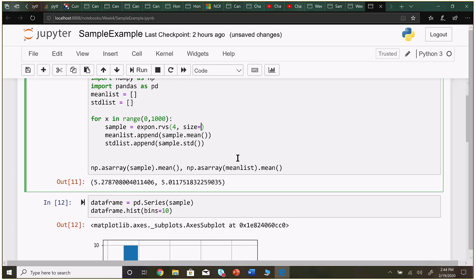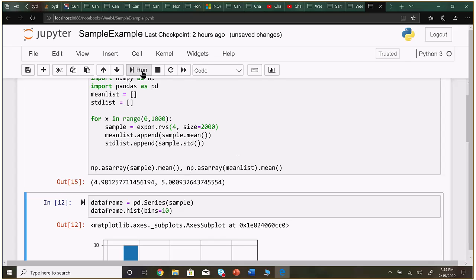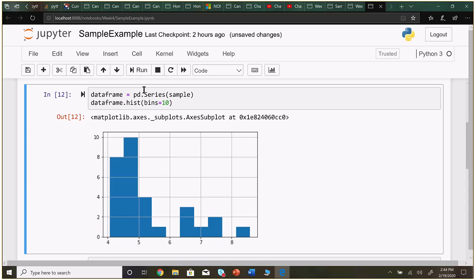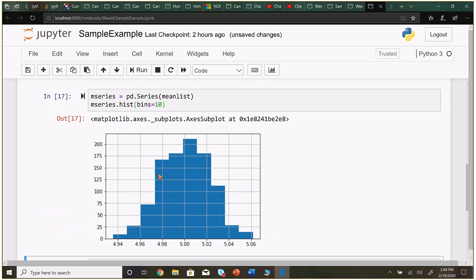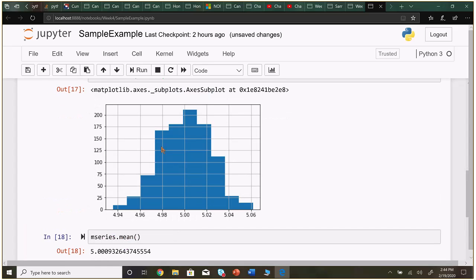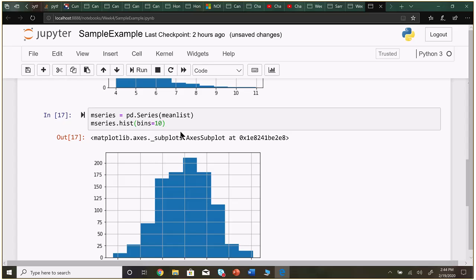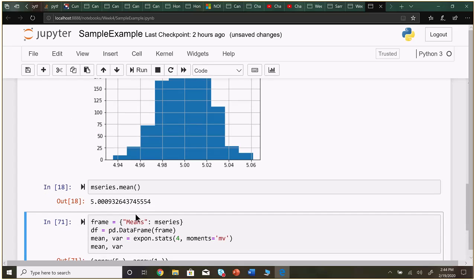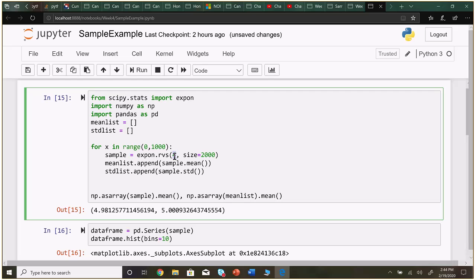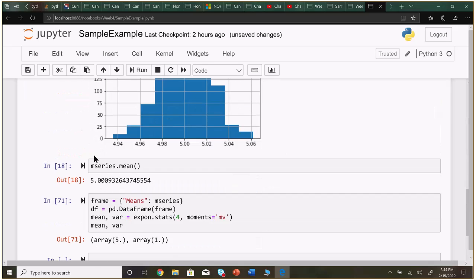I wonder if we did like 2,000. I've got to run through all those. Yep, it looks more normal. I've only chosen to bin this into 10 bins, but it looks pretty normal. The mean of an exponential distribution is always 1 greater than the number that you feed it there. So the mean is 5.